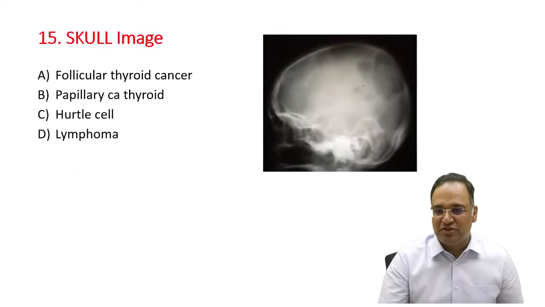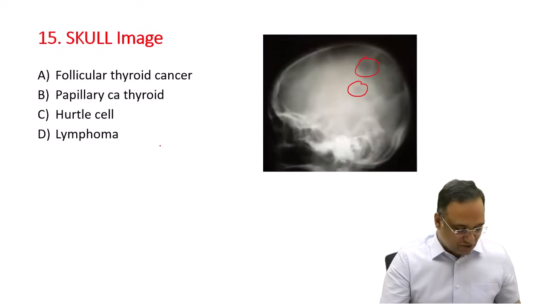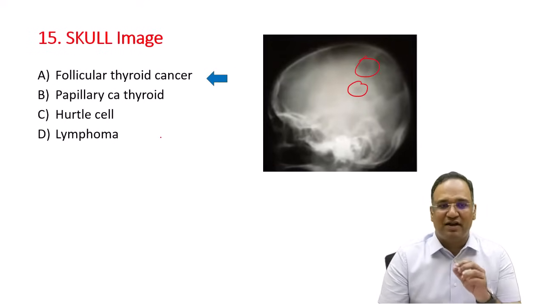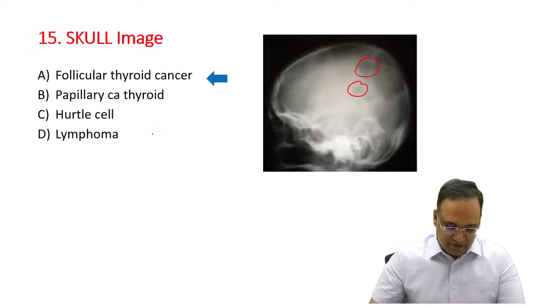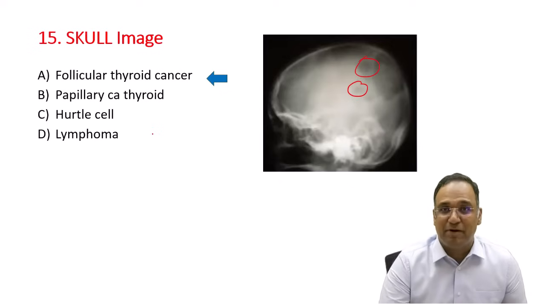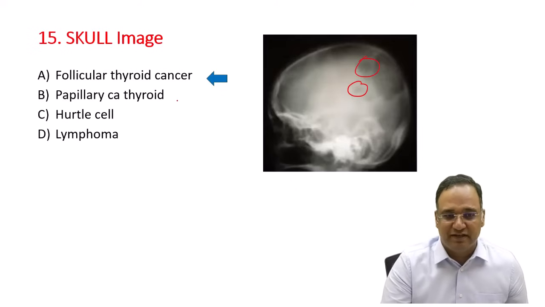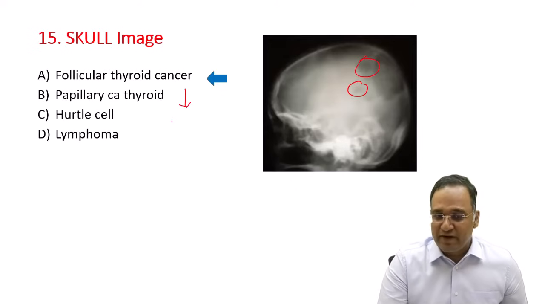The skull image shows an osteolytic lesion. These osteolytic lesions are nothing but follicular carcinoma of thyroid. Follicular carcinoma of thyroid is one of the curable cancers of the thyroid, but the better prognosis would be papillary. But of course, follicular carcinoma is also very important, and the treatment is total thyroidectomy.